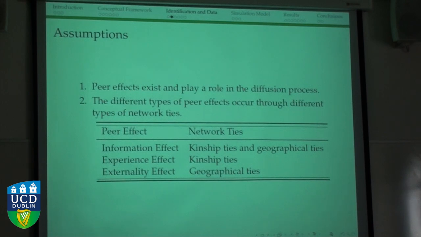The second assumption is made specifically for our study. We assume that the different types of peer effects occur through different types of social relationships. In our particular case, according to our theoretical analysis and our observation from the real world, we assume that information occurs through both kinship ties and geographic ties in the village, and experience effect occurs through kinship ties, and the other effect occurs through geographic ties. I will come back to the different ties in a minute.